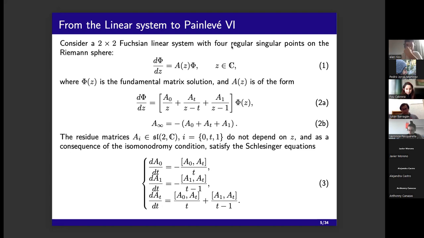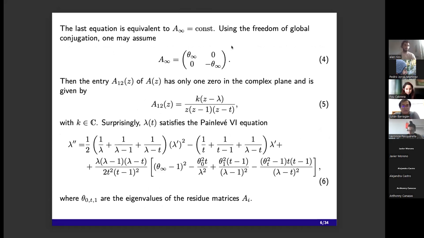The Schlesinger equations tell us how the residue matrices have to change with respect to the location of the poles in order to keep the monodromies invariant. The last equation can be written in terms of A infinity, and this is a constant. By conjugation, we can assume that this is a diagonal matrix. This imposes a restriction on one of the entries of the A matrix: the off-diagonal element has only one zero in the complex plane, at z equals lambda. And surprisingly, lambda as a function of t satisfies the Painlevé 6 equation.